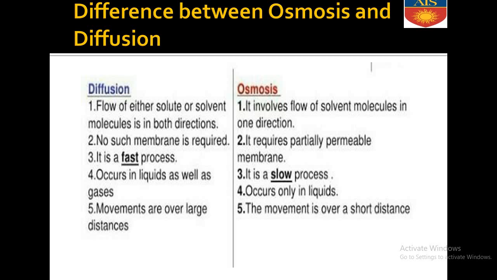Now, number 3, diffusion is a fast process, but osmosis is a slow process. Diffusion can occur in both liquids as well as gases, but osmosis occurs only in liquids. As I gave you the example, when we spray a perfume the other person can also smell it. Why? Because the movements are over a large distance, because it is a gas. But in this case, the movement is over a short distance. Clear? Because it is a case of fluid.